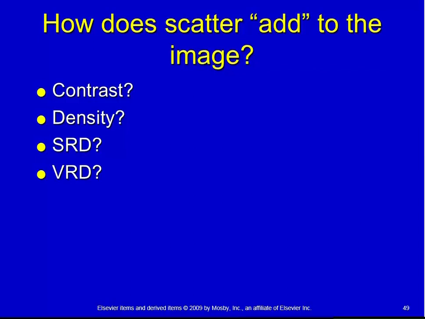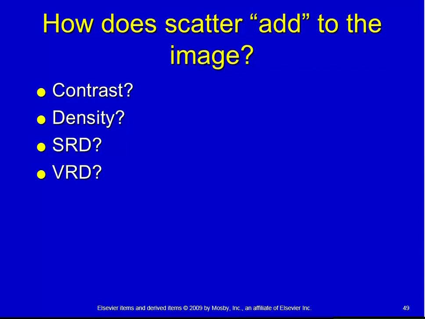As KVP goes down, we get a shorter grayscale. It's more black and white, and latitude goes down. So increased KVP, long grayscale, high latitude, long scale contrast. Low KVP, short scale contrast, high contrast, and low latitude.